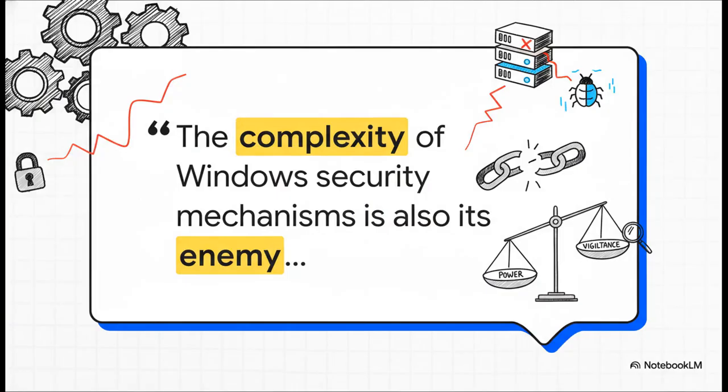And that really brings us to a crucial final thought. This system is incredibly powerful, there's no doubt about it, but its own complexity can also be a weakness. A single misconfiguration, just one tiny mistake in an ACL somewhere, can create a massive security hole. It's a constant balancing act between having all this power and being vigilant enough to use it correctly.